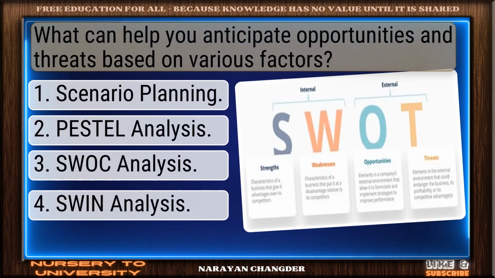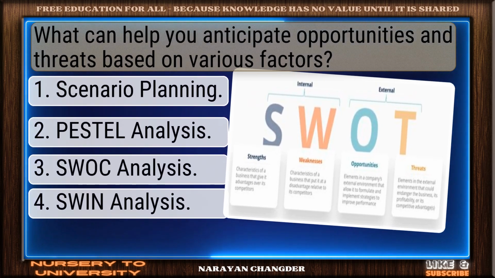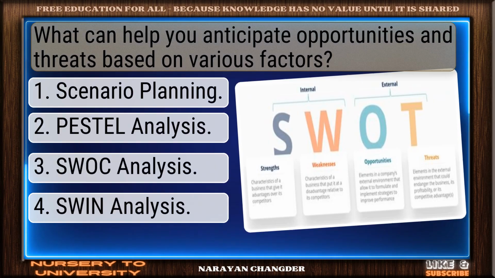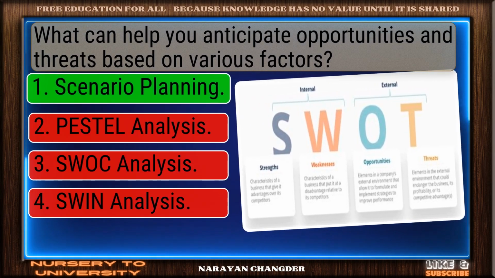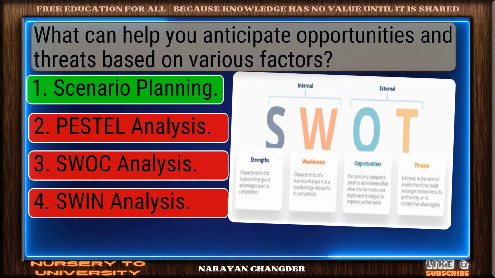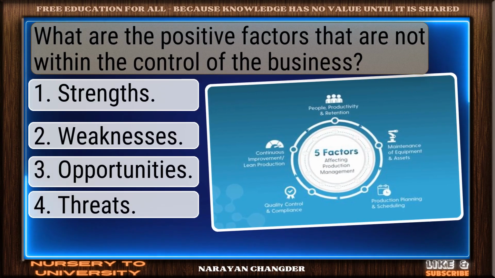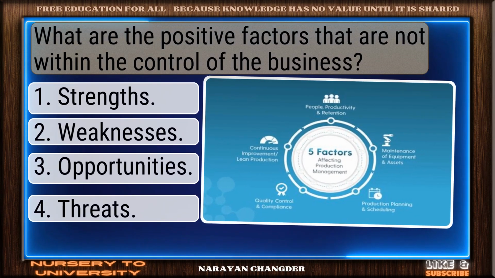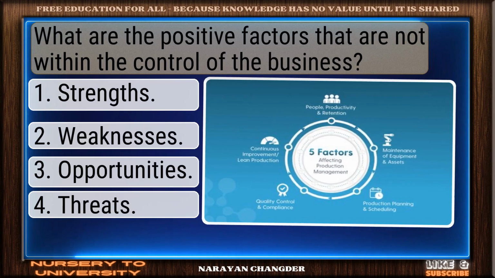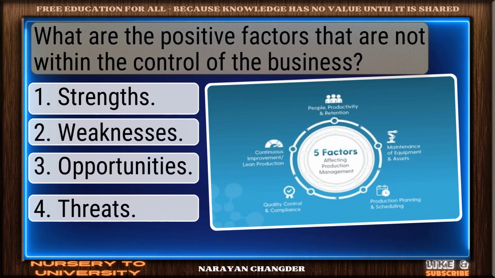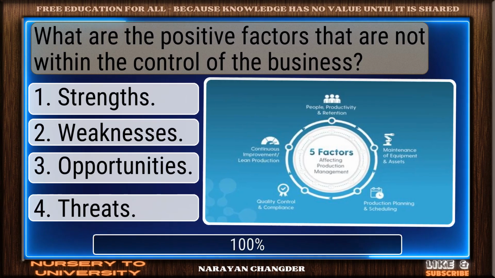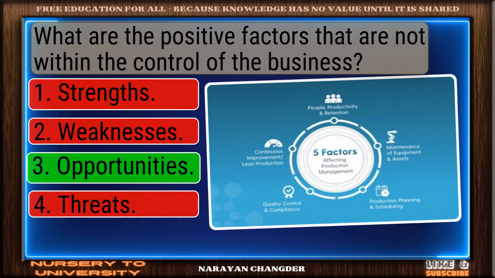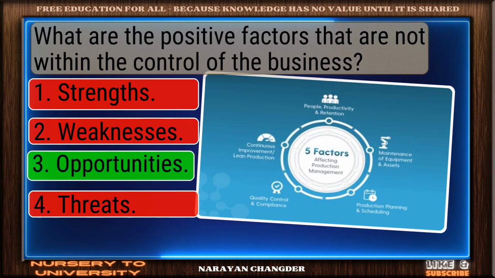Question number 5. What can help you anticipate opportunities and threats based on various factors? Bravo. Scenario planning is the answer. Question number 6. What are the positive factors that are not within the control of the business? Smart move. Opportunities is an accurate answer.